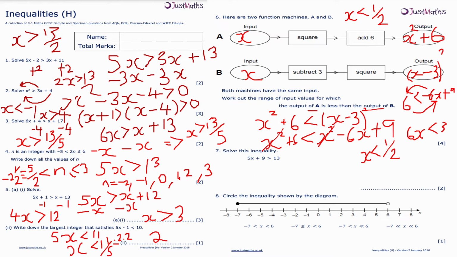This is question number 7. Solve this linear inequality: 5x plus 9 is greater than 13. Well, if I subtract 9 on both sides of my inequality to balance it, I get 5x is greater than 4. Dividing both sides by 5, I get that x is greater than 4/5.